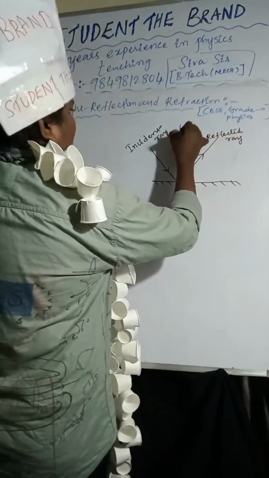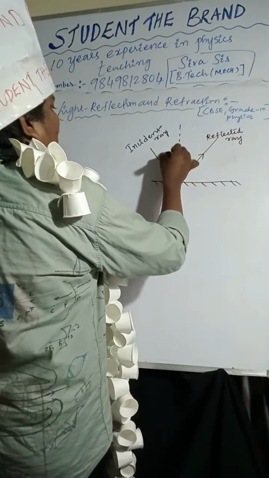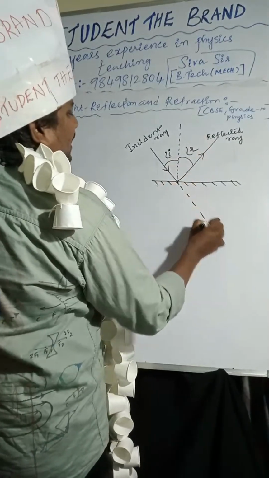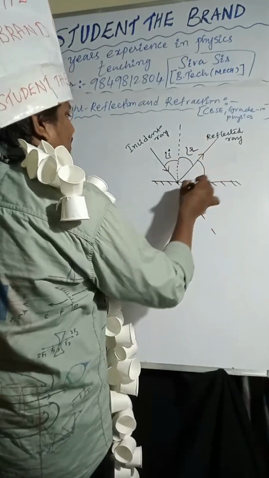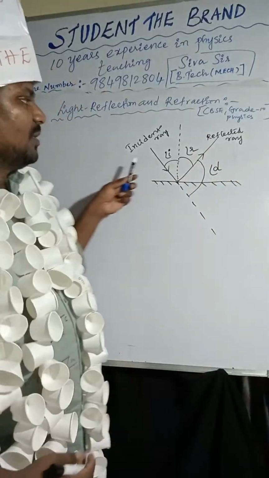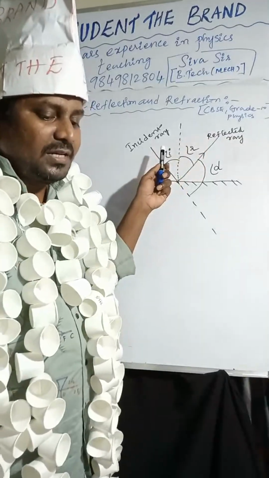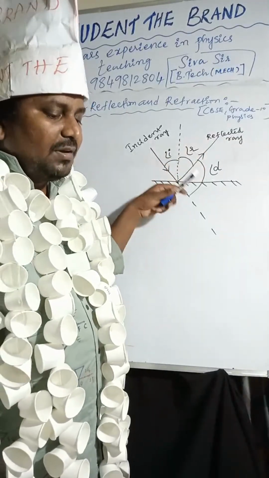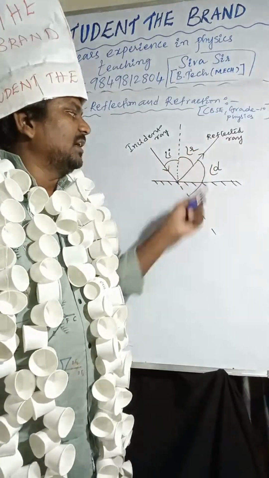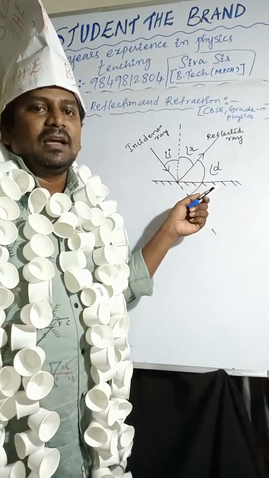The line perpendicular to the surface is called the normal line. The angle between the incident ray and the normal line is called the angle of incidence. The angle between the reflected ray and the normal line is called the angle of reflection. The angle between the reflected ray and the undeviated line is called the angle of deviation.